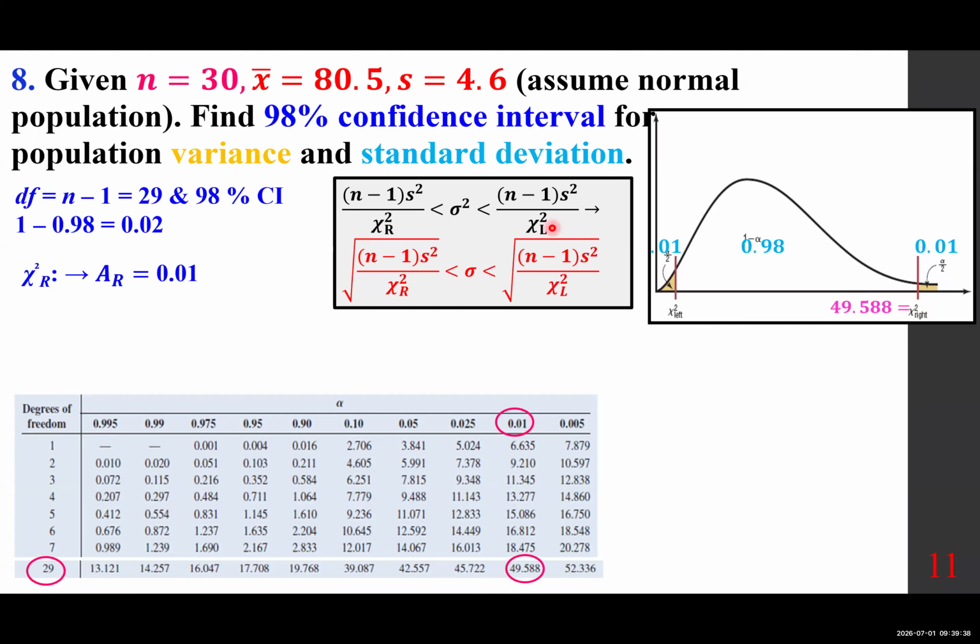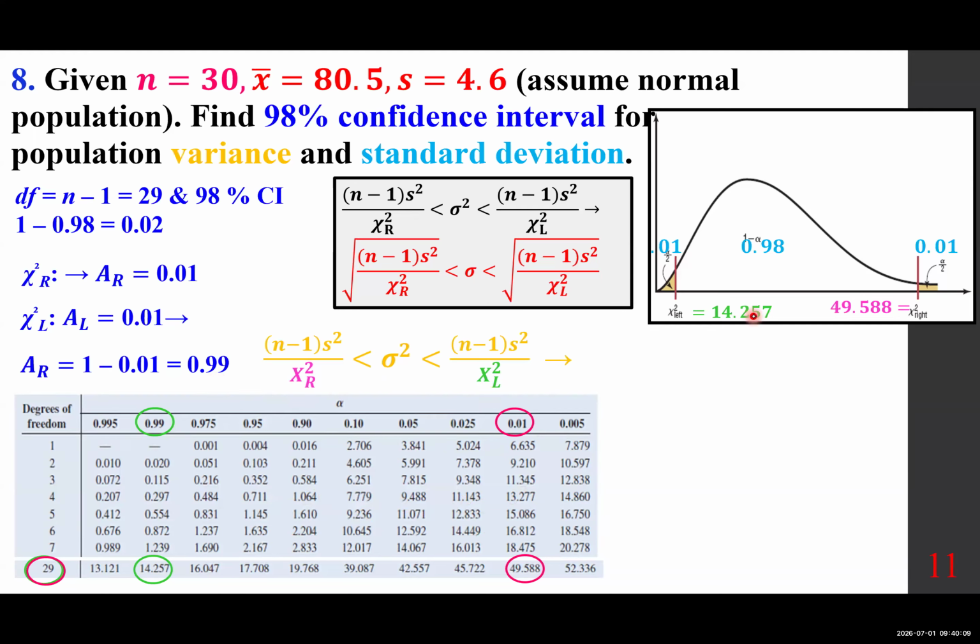So we have this number. So practically we are done here. This one we want the left side. So area to the left is 0.01. So what is the area to the right? The entire thing, you can either add these two or say 1 minus 0.01, 99%. So now same 29 up here, look for this number, 0.99. Putting it together gives you 14.257. So into this formula goes n, s, and those values.